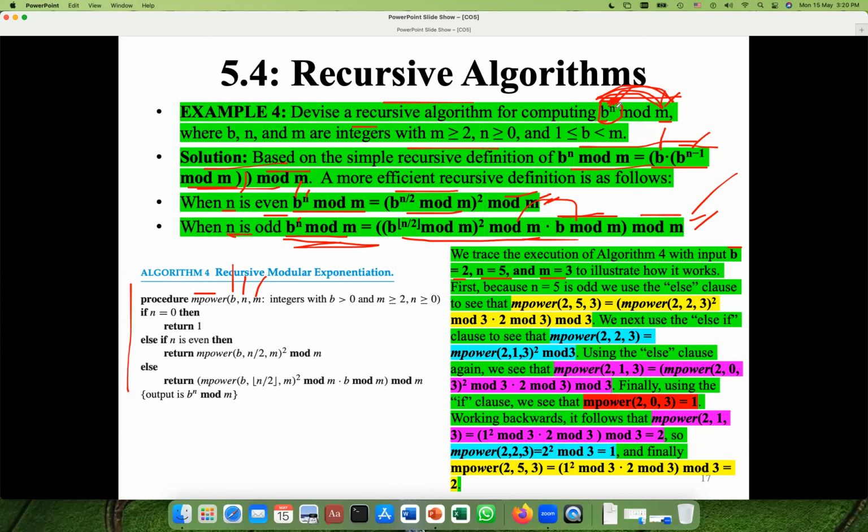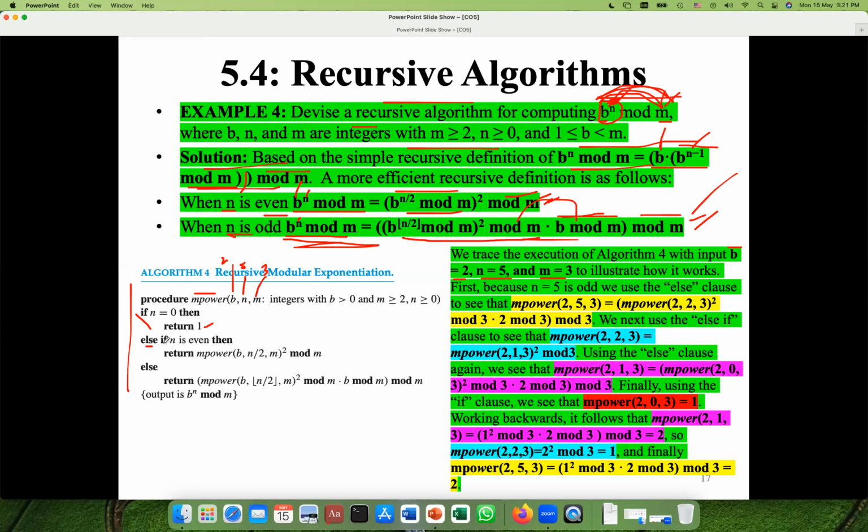What do we have? 2 raised to the power 5 mod 3. So if I write it here: 2, 5, and 3. Now here n, which is 5, is not equal to 0. Then return 1 is my base case. Whenever the recursive call comes to this stage, it will always return 1. But here the condition is not true, so I will come to the else portion.